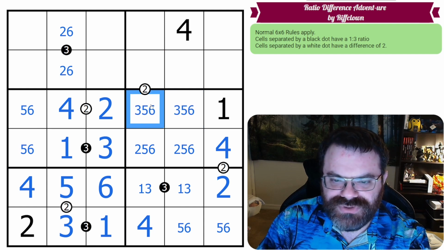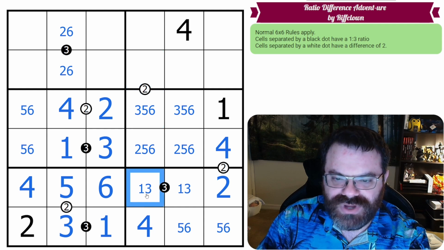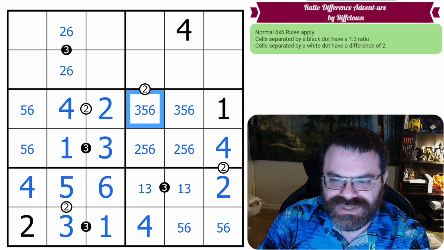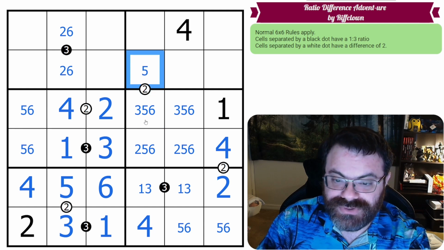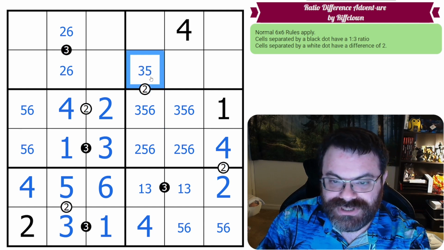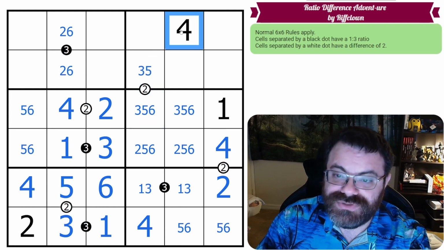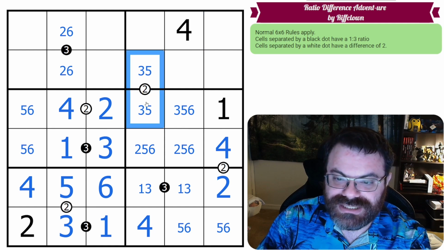So what difference of 2 can we actually do here? 3 can go with 1, but that doesn't work because we have a 1, 3 cell here. If I do 3 and 1, that is going to break that cell. So we can't do 3 here. Can we do 3, 5? We can do 3, 5. We just can't do 3, 1. We can do 5, 3. We can't do 6, 4 because of this 4 here. So this is going to be a 3, 5 pair.